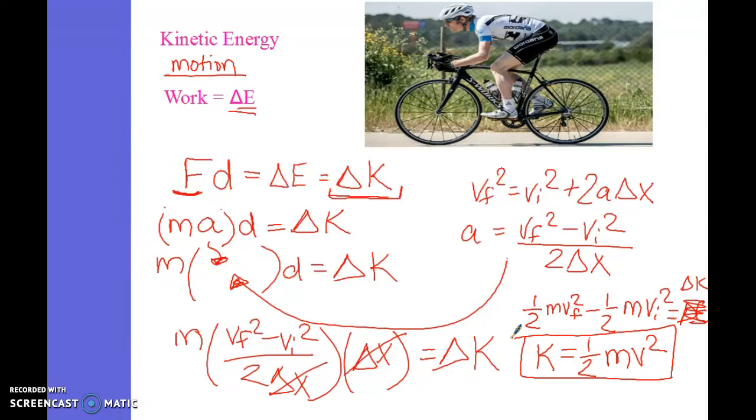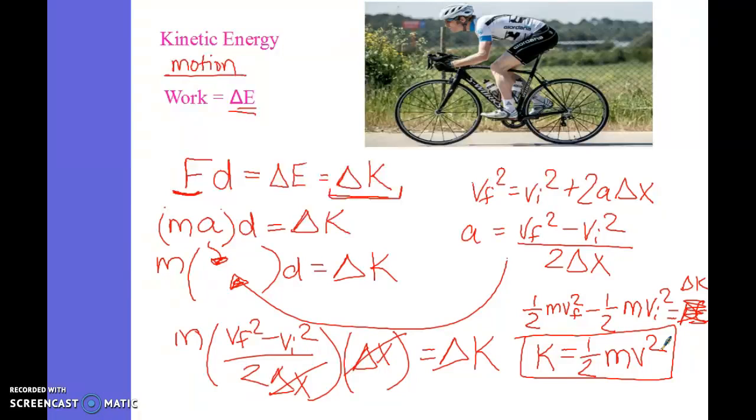Now, for kinetic energy, this velocity is not the vector velocity. This is just the speed value, because of course when you square it, we will never have a negative kinetic energy. Mass cannot be negative, and a velocity squared cannot be negative. So you cannot have a negative kinetic energy.